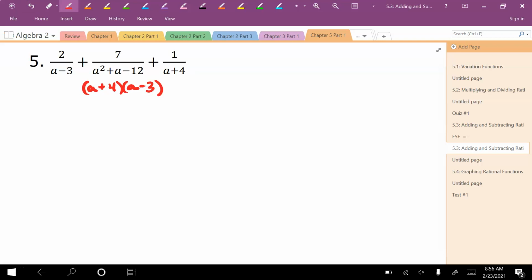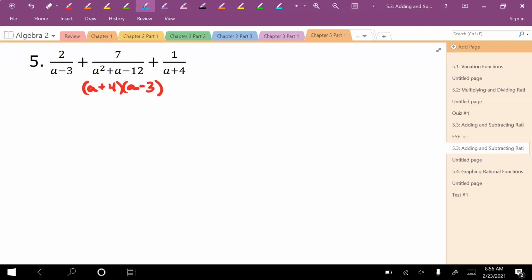Okay, so I want you to think to yourself for just a minute. The first fraction is over a minus 3. The middle fraction is over a plus 4, a minus 3. And the last fraction is over a plus 4. You don't have to change all the fractions, but you do have to change a couple of them. So I want you to think to yourself, what would I be doing here? Can you tell me which fractions need extra things?